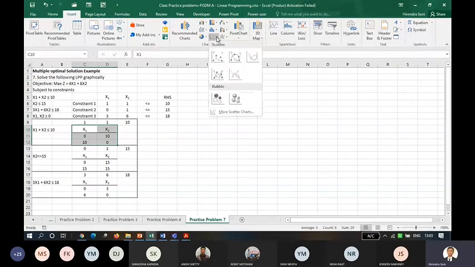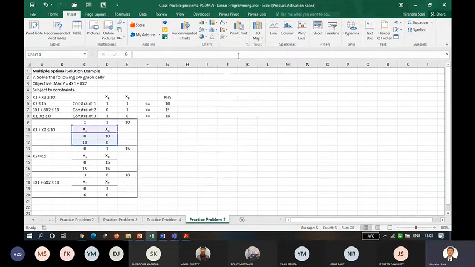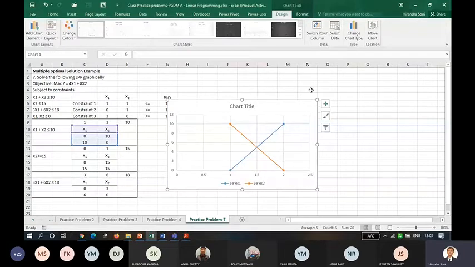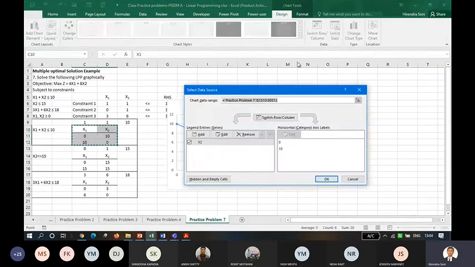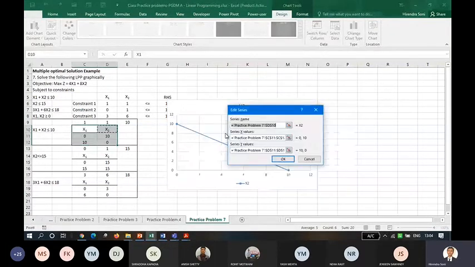So I will go for a scatter chart. It always first comes in the form of x. Just switch the row and column and it will take care of it. Fine. Go to your data. Edit this one so that it starts representing exactly what it should.